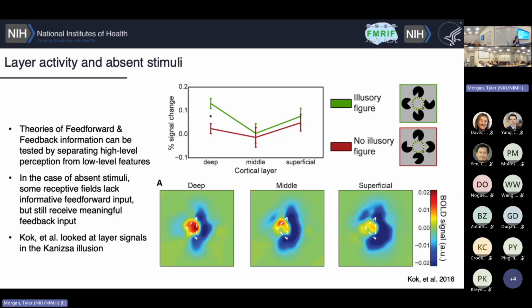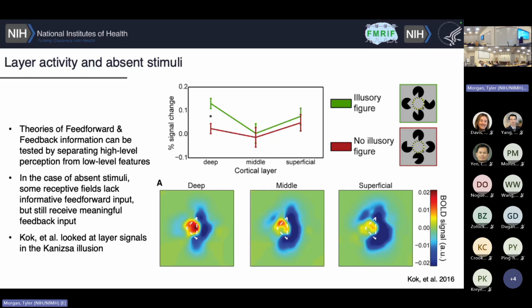That makes sense to everybody? Cool. And so then what they're showing here is basically just that in the deep layers, they have a larger amount of activity that is associated with that edge. They're specifically interested in the place where there is no stimulus, it's just blank, but we perceive an illusory stimulus. And they wanted to know, is there actually activity there?